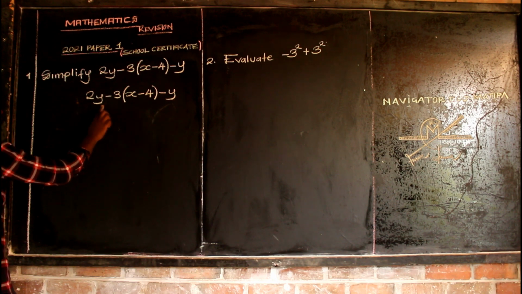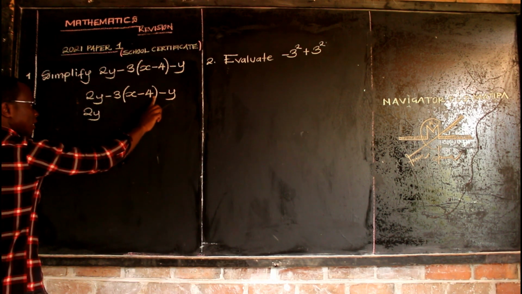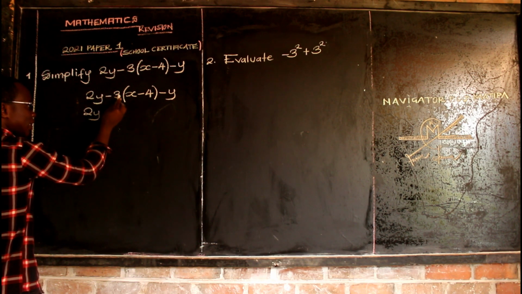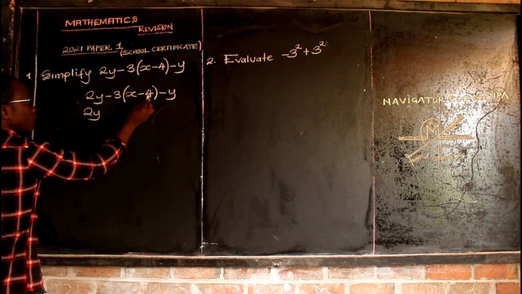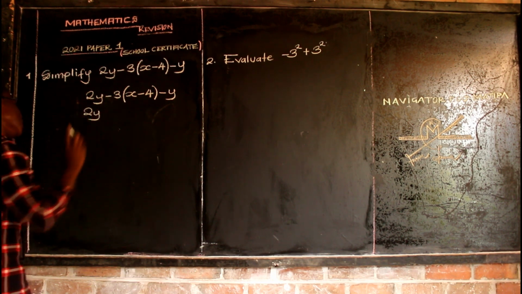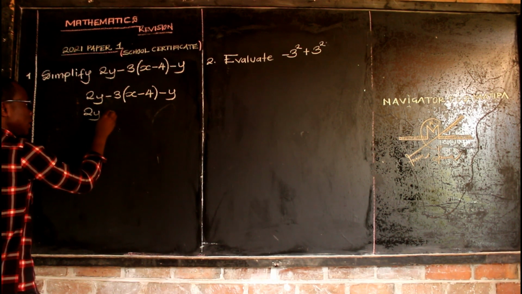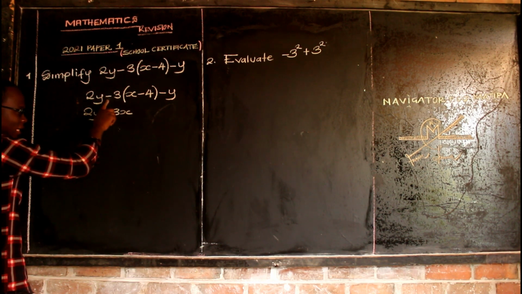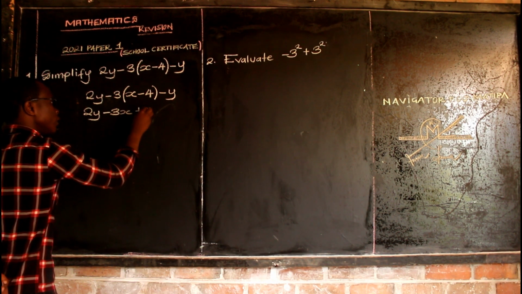First, we are going to maintain this part, which is 2y. Then we are going to get rid of the brackets. We are going to remove the brackets by multiplying negative 3 by x, and the same negative 3 by negative 4. In short, we multiply negative 3 by these two terms inside the brackets. Negative 3 times x, you obtain negative 3x.